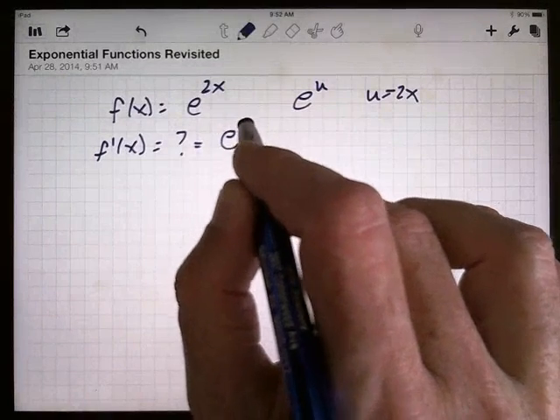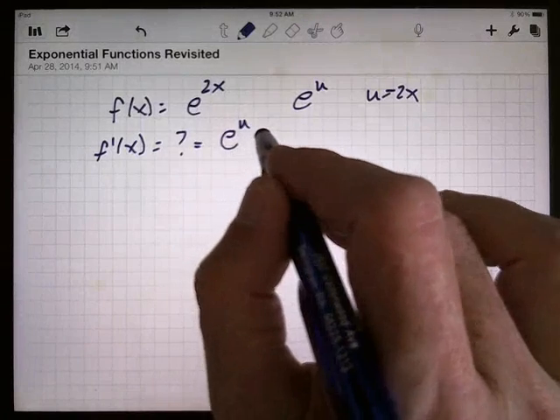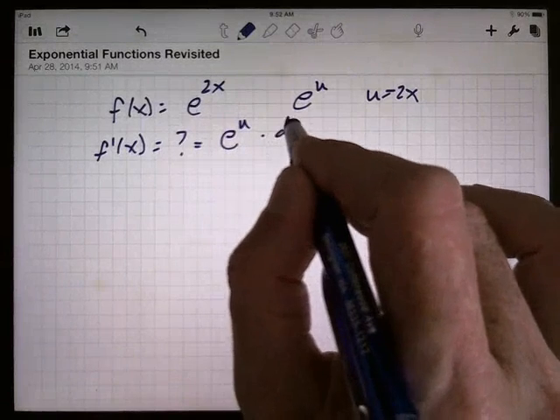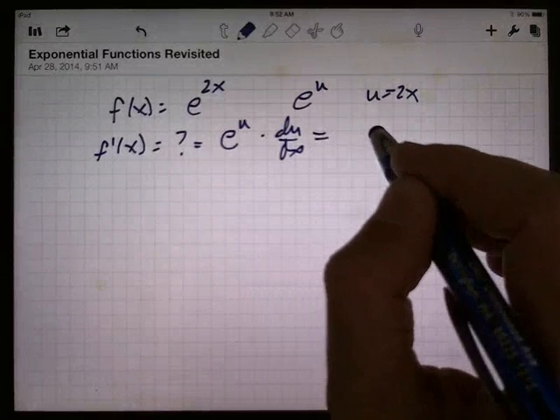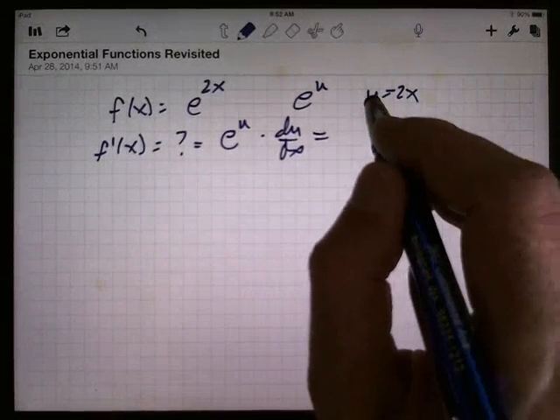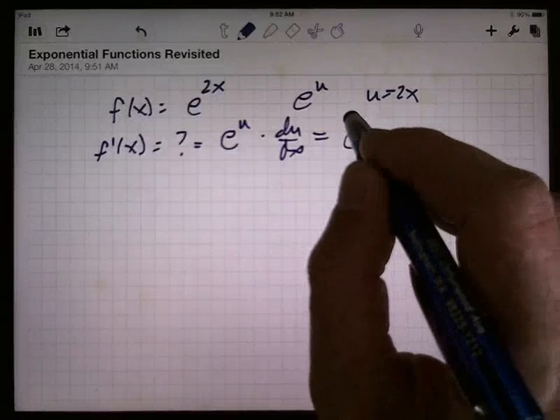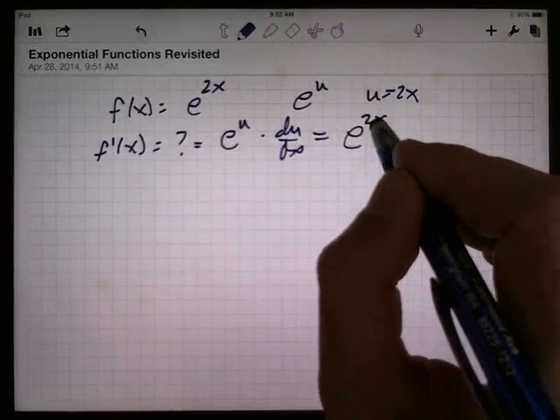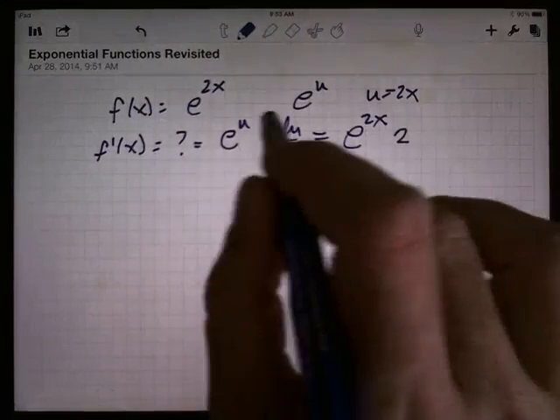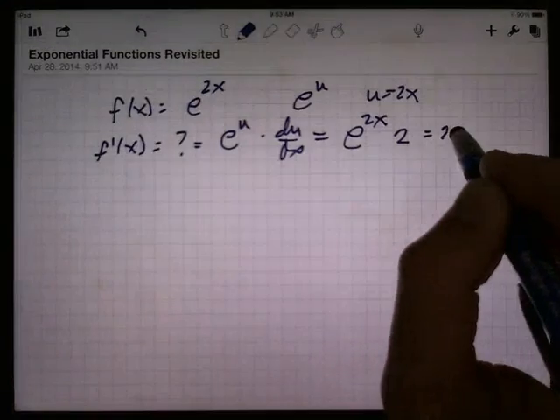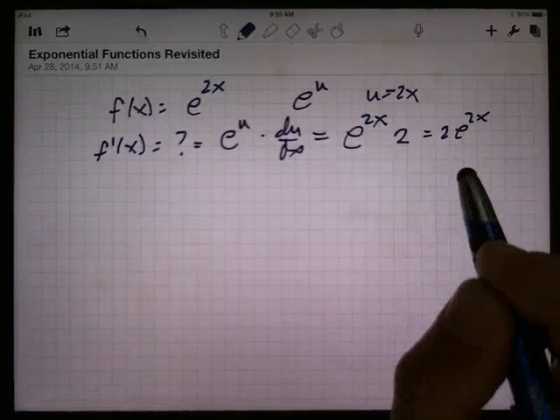The derivative of e to the u with respect to u is just e to the u, and then multiply by the derivative of u with respect to x. Right? Derivative of u with respect to x here is 2. So I've got e to the u, but u is 2x, times the derivative of u with respect to x, and that's just 2. So the derivative of e to the 2x is 2e to the 2x.